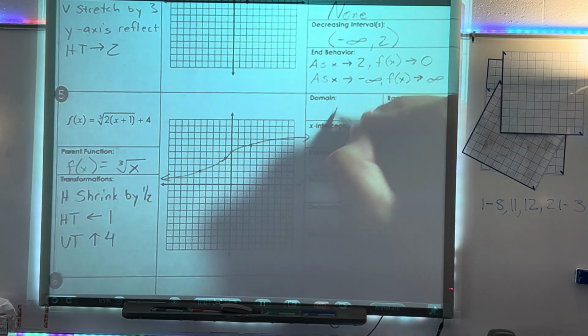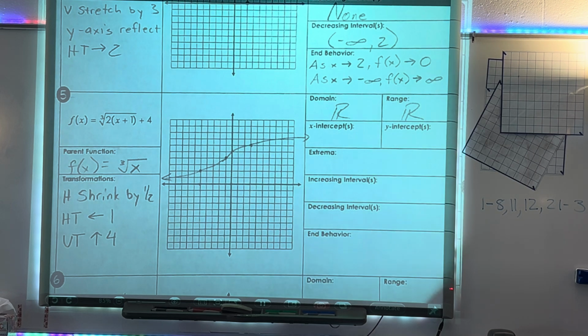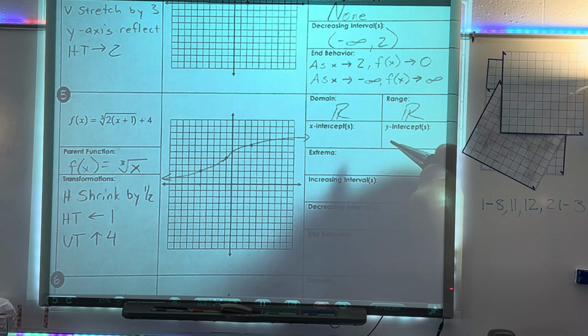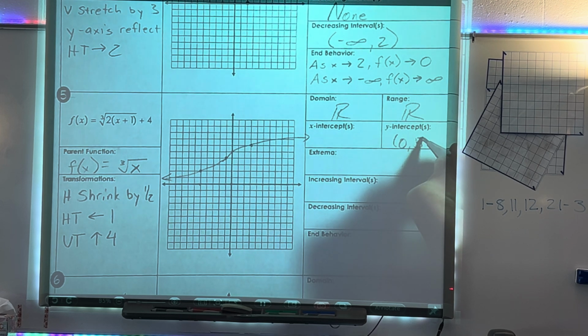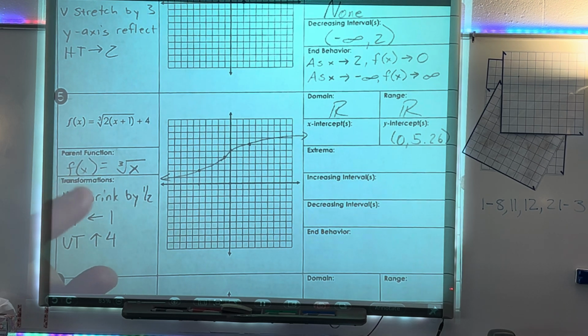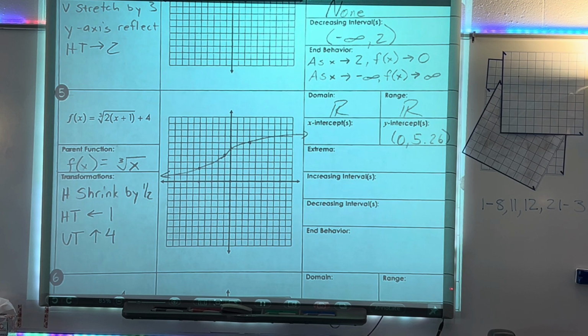Okay, domain and range both are reals for this. X-intercept, we'll have to go calculate that somewhere. It's way over there. Y-intercept, Casey, you said it was at 5.2. 5.259. Okay. So, yeah. Your x-intercept, you can scroll down, it's going to be negative. Hold on, I'm getting there, it's just taking 10 years.